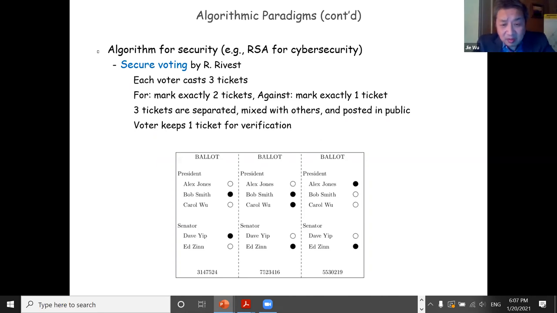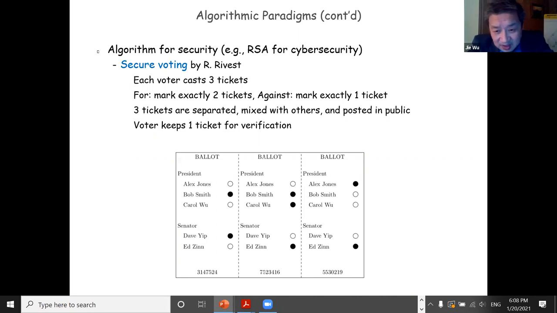Because one is two, the other one is one. But why do you need to separate this? That's the key thing. You separate these things and then you keep a copy of one, right? Then the key thing is that all these tickets, already separated, will be posted on the website for you to verify.